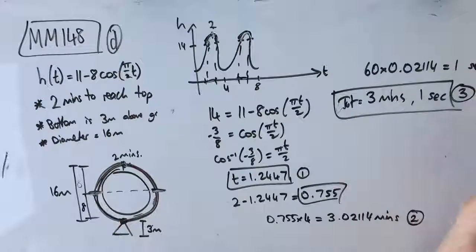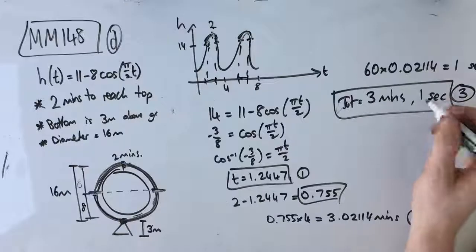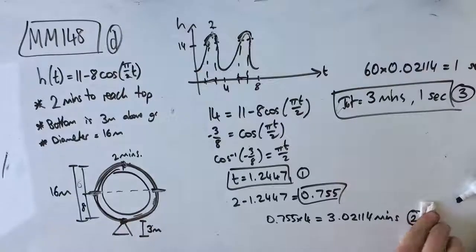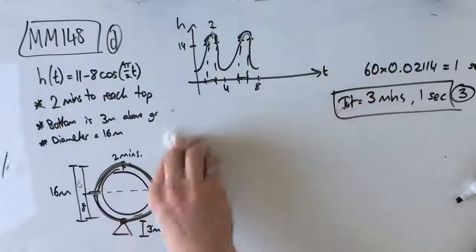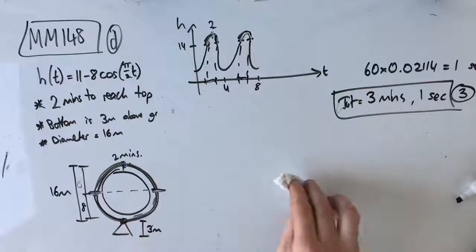So please be mindful of how they want it. They want it correct to the nearest second, so you need to convert the minutes into the seconds as well. Guys, that's part D. Please let me know if you have any questions about that. But let's jump into part E and go from there. So part E asks us, how fast are Zoe and Jessica traveling while on the wheel? Give your answer in meters per second.